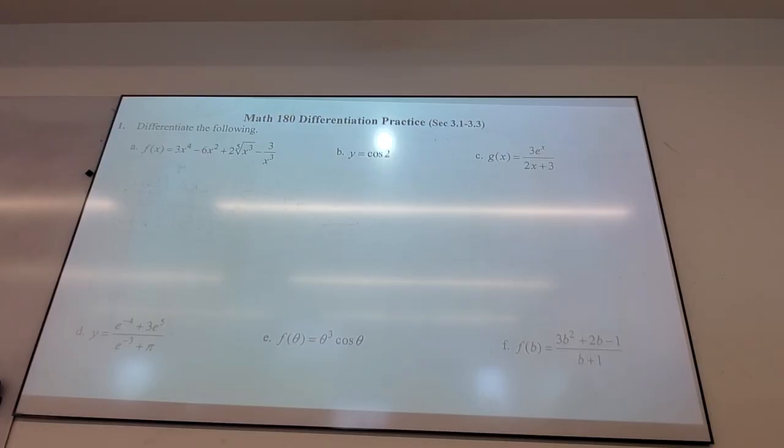All right, part B. Why would part B's derivative be 0? It's a constant. Does it change if I change x? It's just always cosine 2, yeah? Part D? Yes, look at part D. Does it have any variable dependence? No, so if I change whatever variable, it doesn't matter. It is eternally e to the negative 4 plus whatever, a constant.